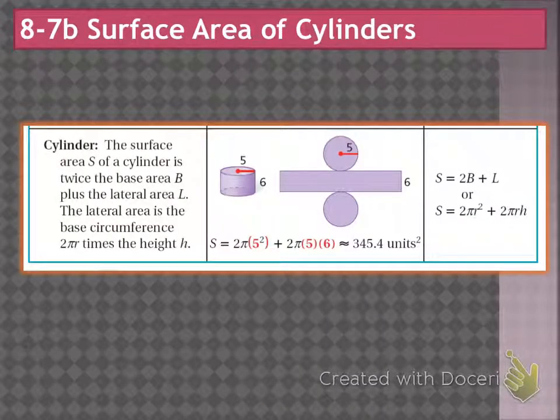For a cylinder, the surface area S of a cylinder is twice the base area, capital B, plus the lateral area, capital L. The lateral area is the base circumference, 2 pi r, times the height. So the formula that you'll be using here is surface area equals 2 pi r squared plus 2 pi r times the height. So the area of the base, 2 times the area of the base, because you've got two circles, two bases, plus the circumference times the height.